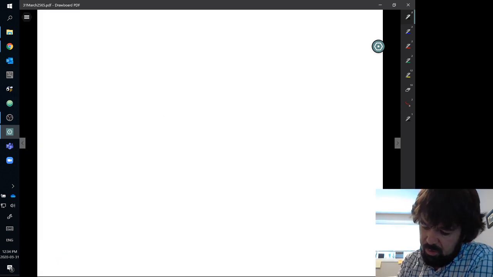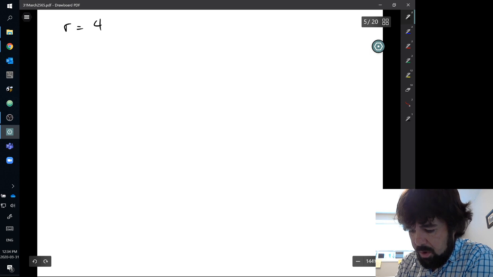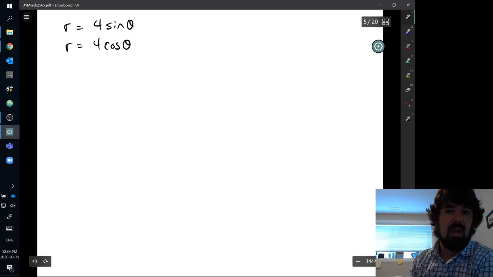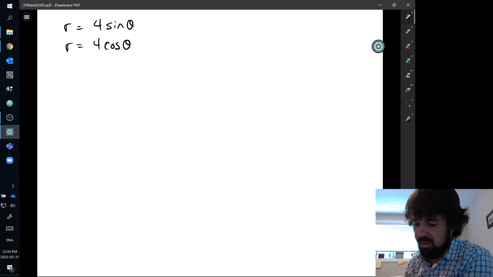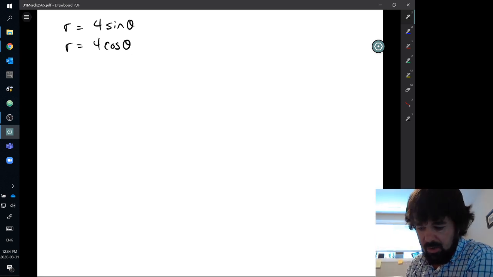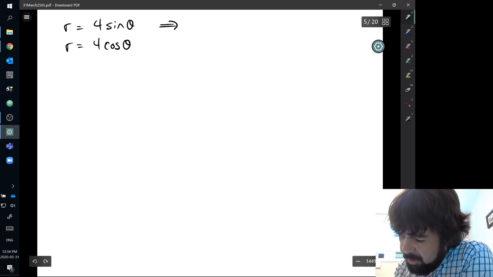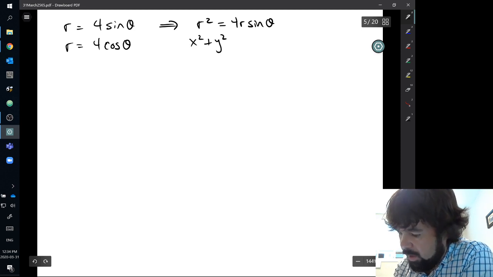So there were two circles. R is equal to 4 sine theta, and R is equal to 4 cosine theta. Now, that may not actually look like a circle to you, but it is a circle. Let me show you why. If I multiply both sides of this equation by R, I get R squared is 4R sine theta. R squared is x squared plus y squared, and R sine theta is y.